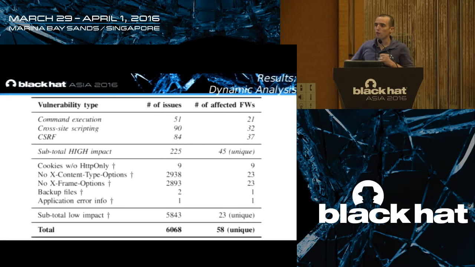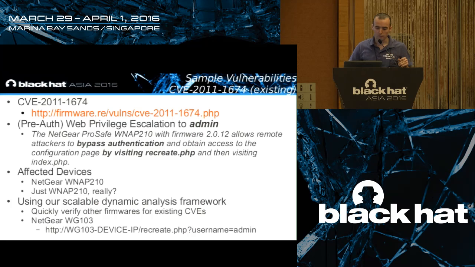There are a lot of other low priority reports like backup files or no X-Frame-Options and so on, but this is not a surprise because the web servers are outdated or custom based and they don't follow the latest security practices, so they don't include all these HTTP headers. For example, this kind of large scale quick analysis helps us not just detect new vulnerabilities or 0 days, which we'll show some in a while, but is also helpful to understand if some vulnerabilities exist, but they're not completely described, right?